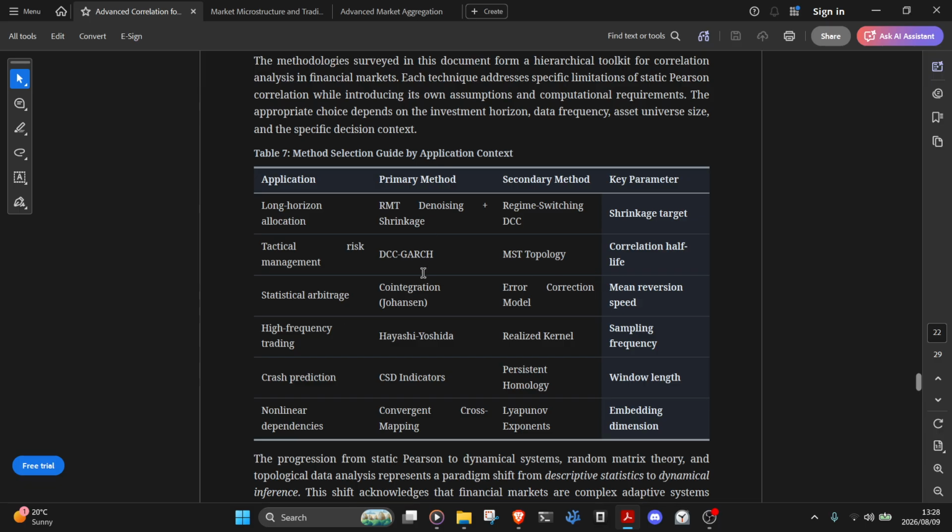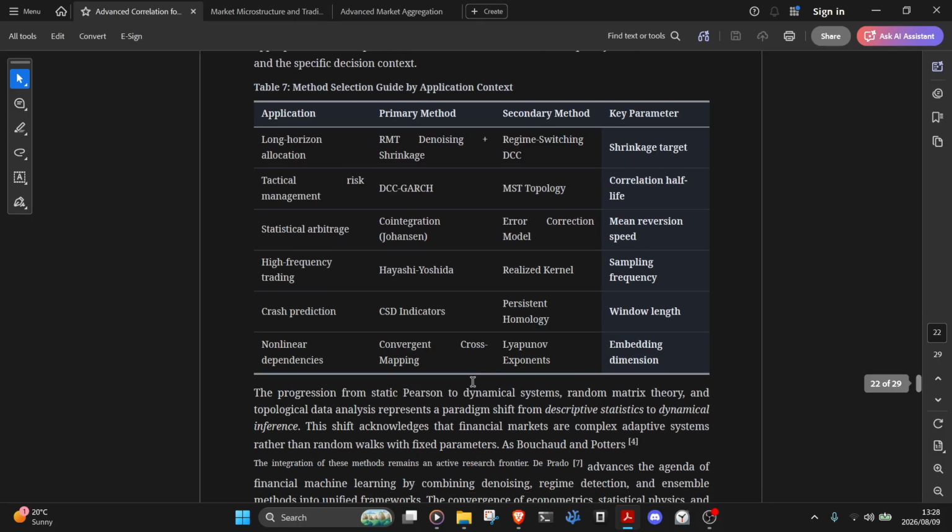Crash prediction, its primary method is CSD indicators, which are short for critical slowing down indicators. Secondary method is persistent homology. Key parameter is window length. Nonlinear dependencies, its primary method is convergent cross mapping. Secondary method is Lyapunov exponent, and the key parameter is embedding dimension.